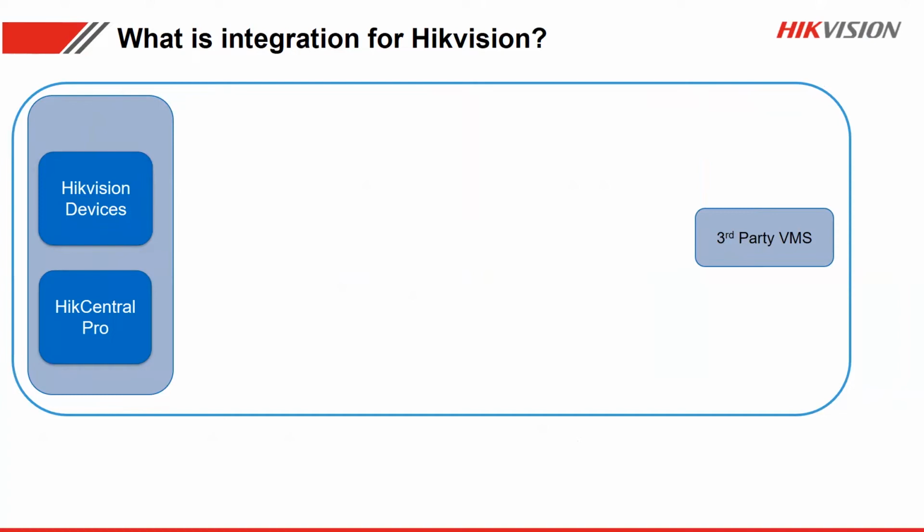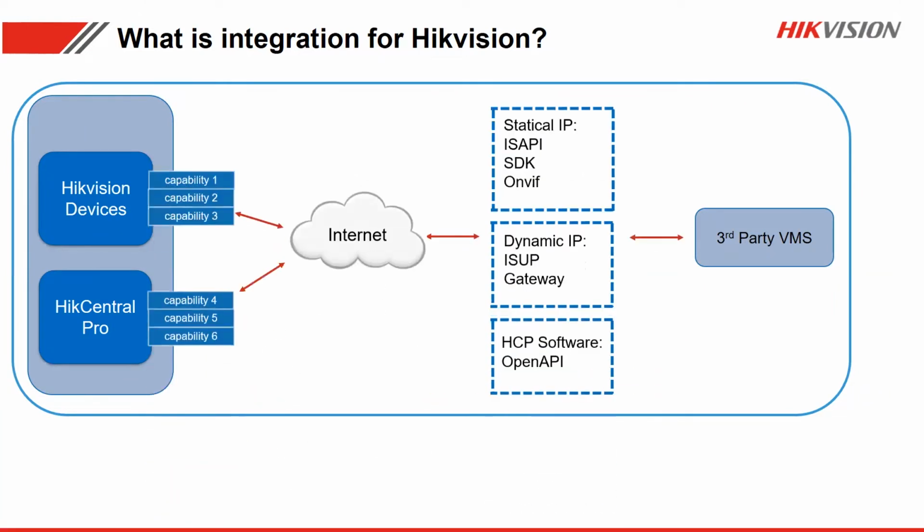And then at the right side is your third-party VMS software or the platform. And then we provide several solutions which can allow your platform to do the interaction with our devices or with our software. So you can see from the slide, if you want to integrate our hardware devices to your platform, if you have a static IP for devices, we provide the ISAPI solution, or the SDK solution, or you can use the public protocol to add our devices to your platform.